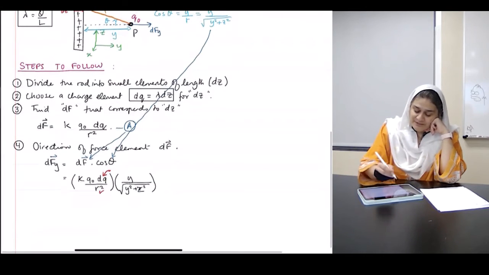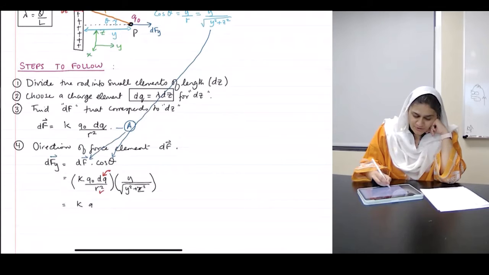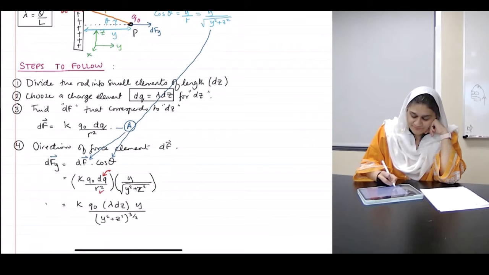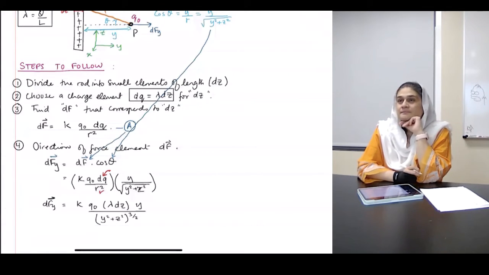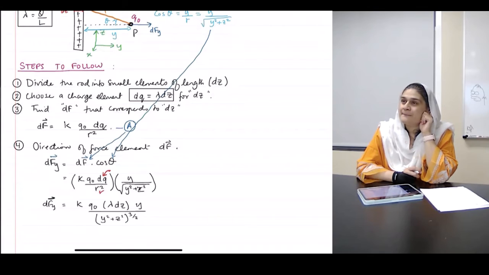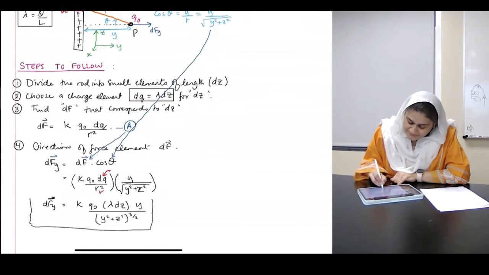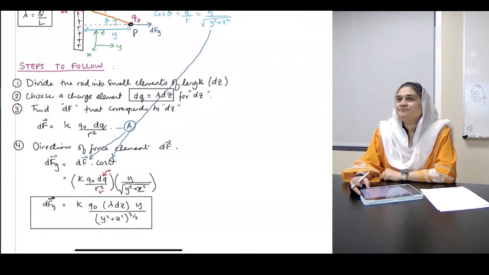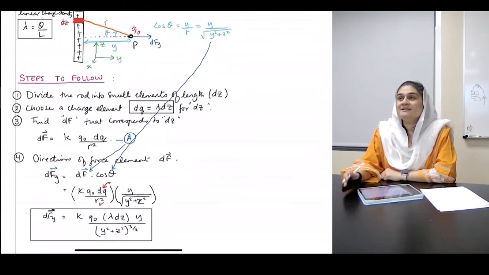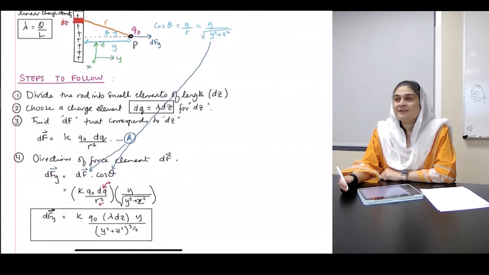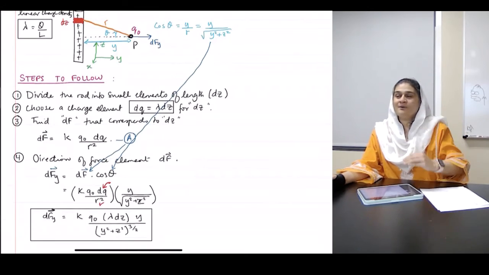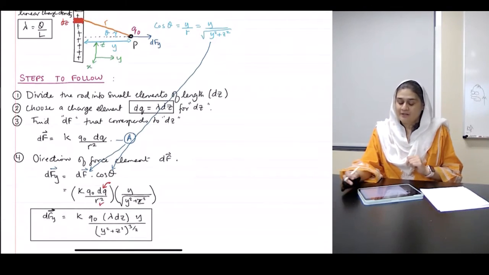Okay, so will this expression then become k q0 lambda dz y divided by y squared plus z squared to the 3/2? So it's 1 plus a half, which is 3/2. Everybody got that? So put this in a box. Are we done? Nope. We now have a dfy that corresponds to dz, but we wanted to find the total force of the whole entire thing. So how do we do that?